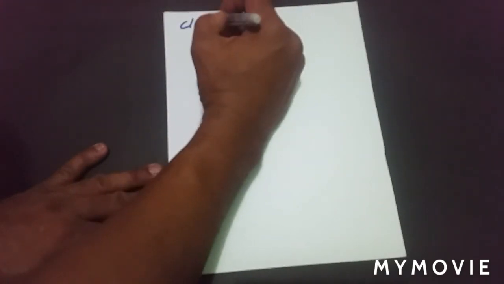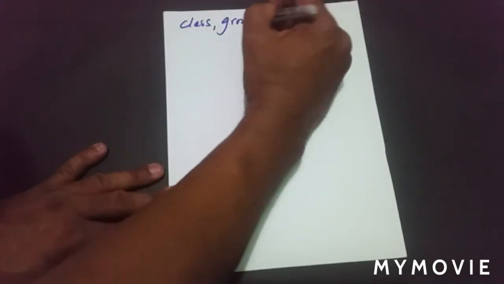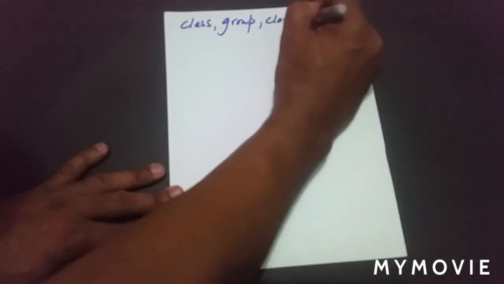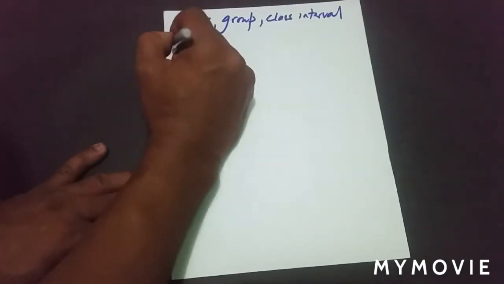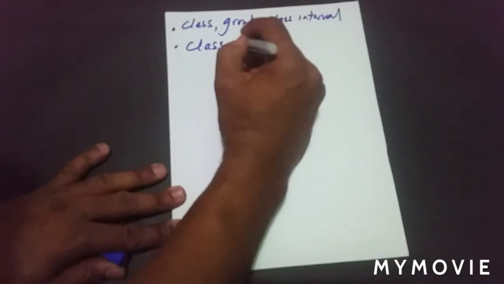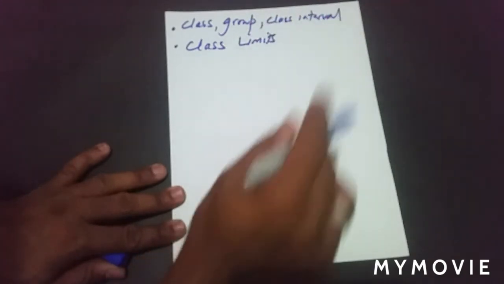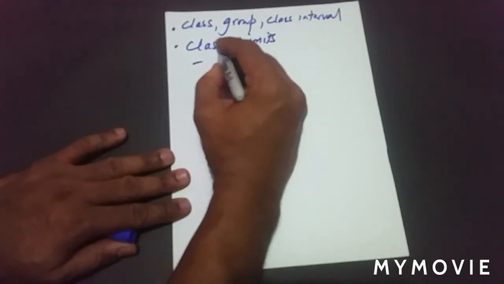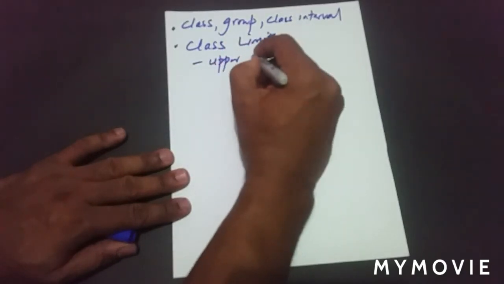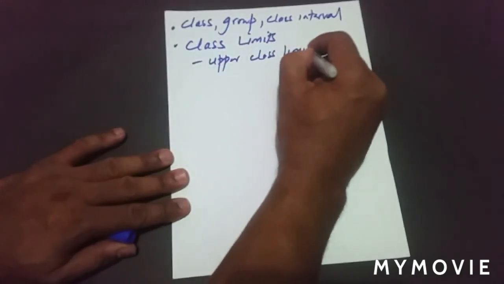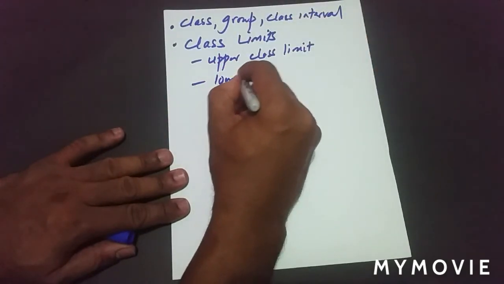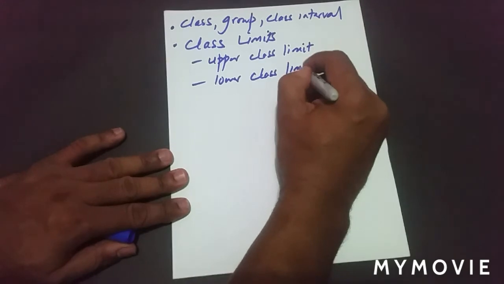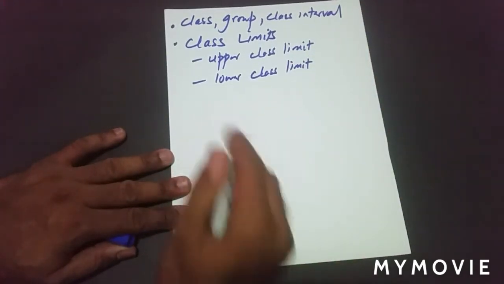So, in closing, please review this video as many times as you want. You need to know what is meant by class, or group, or class interval. All of those are the same thing. You need to know what is meant by class limits. And if you know what class limits are, then you should know what the upper class limit is, and you should also know what the lower class limit is. And I need you guys to make proper notes.